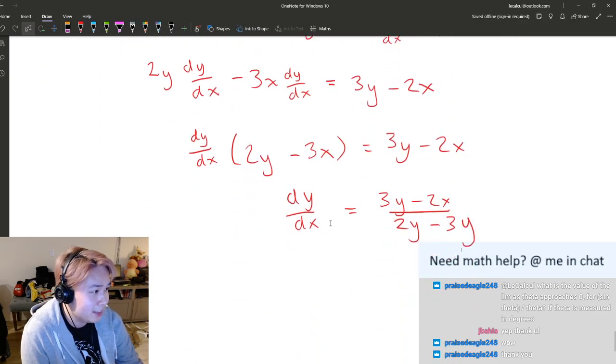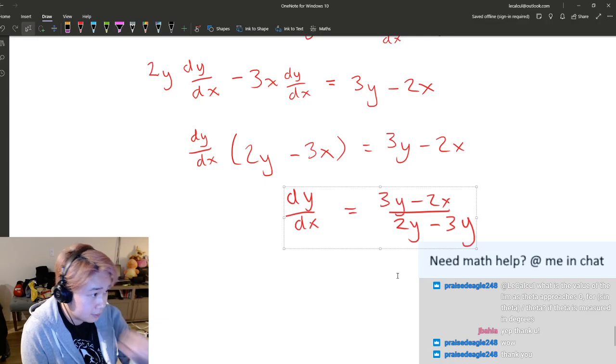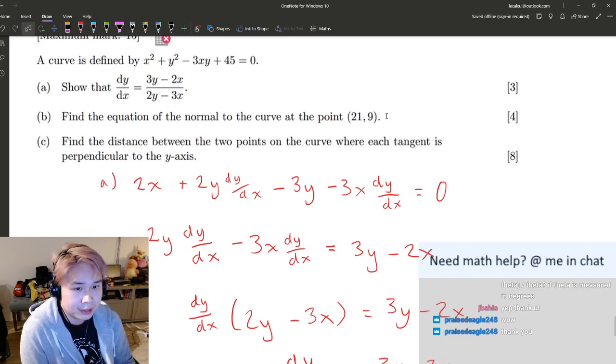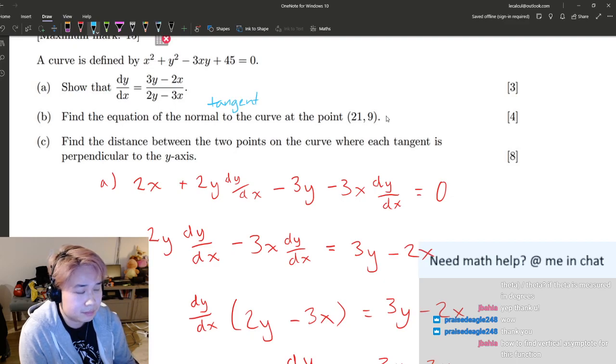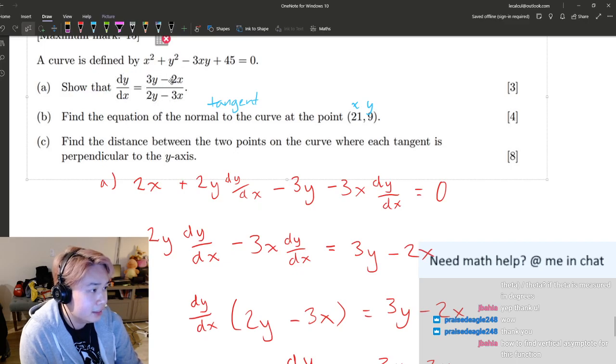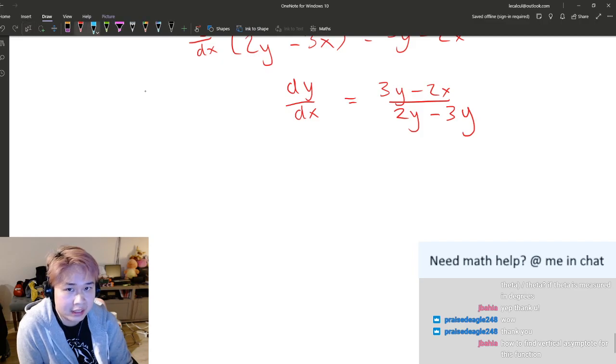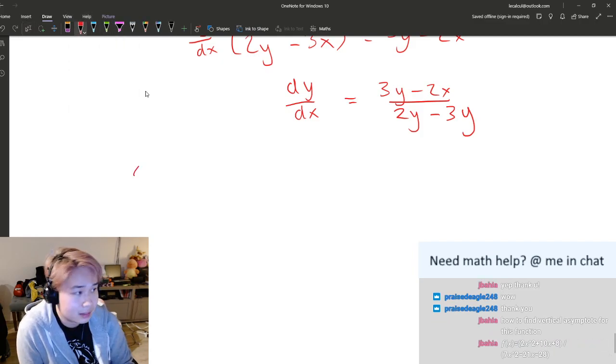We did implicit differentiation to find the derivative. So then part B, we need to find the normal at this point 21 and 9. So the normal is perpendicular to the tangent. Here's my x and y. So to get the normal, we first need to find the tangent. But luckily, we do have the derivative. So I can just plug in x and y in here to get the tangent slope.